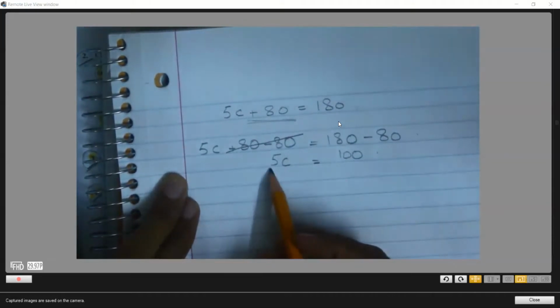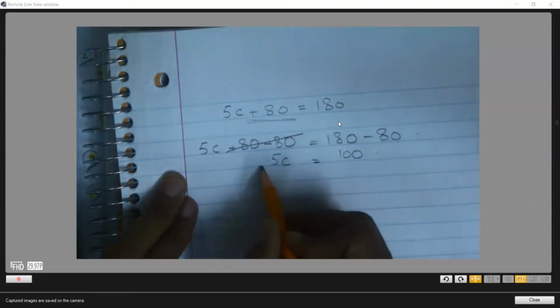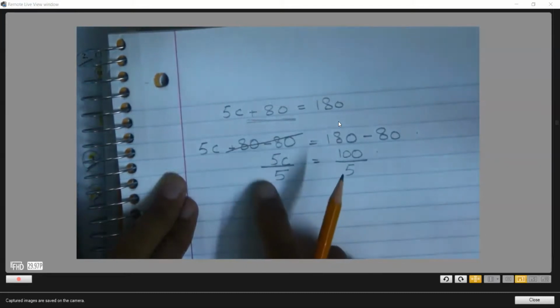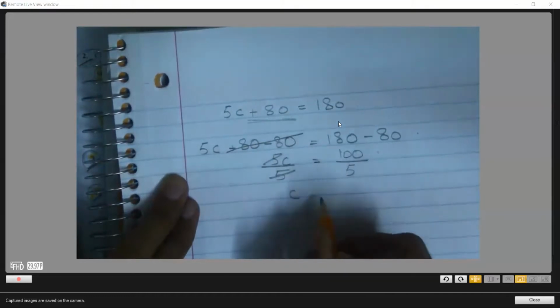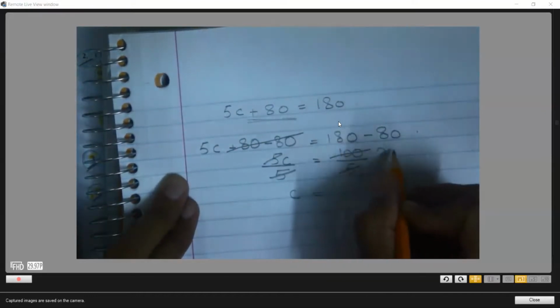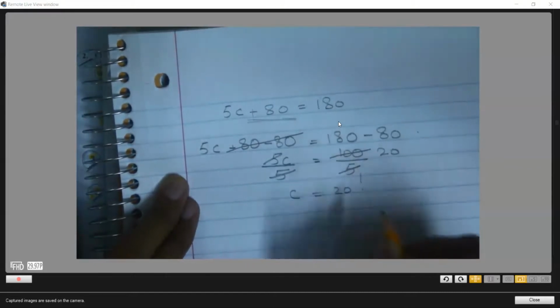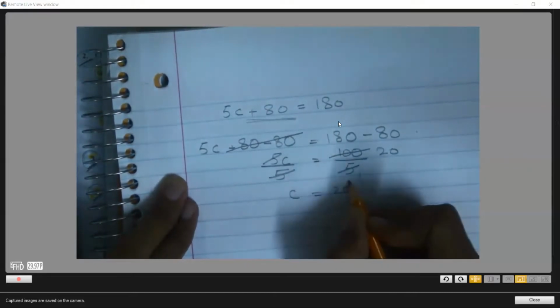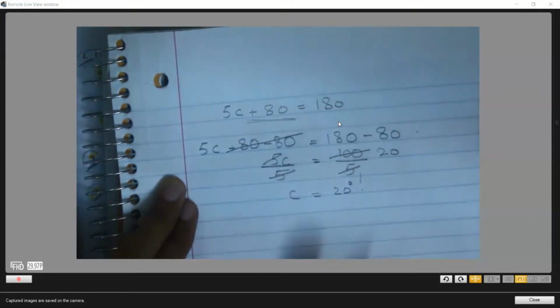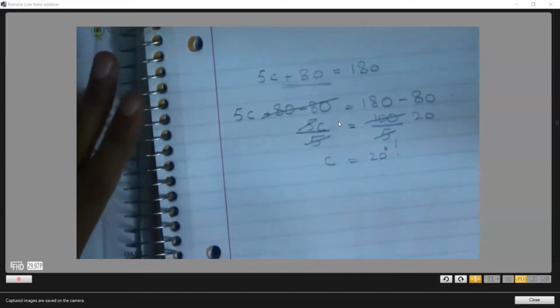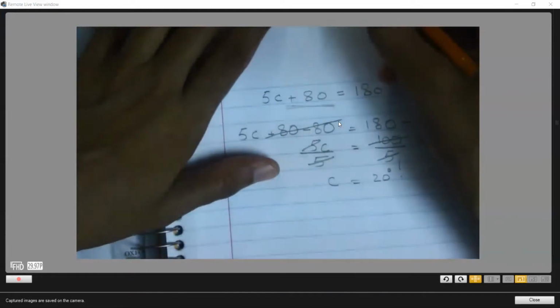Now how to get rid of this 5? Since 5 and C are multiplied, the opposite of multiplication is division. So it's 100 divided by 5. I can get rid of 5 by dividing by 5. 5 and 5 cancel. So C is 20. 20 degrees, that's the unit. Don't forget this. Yes, I know we are out of time, but I want to finish this particular question.